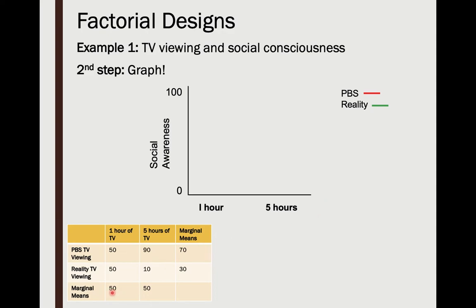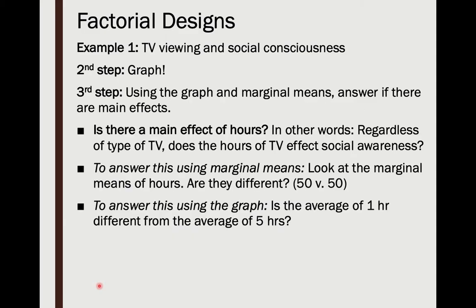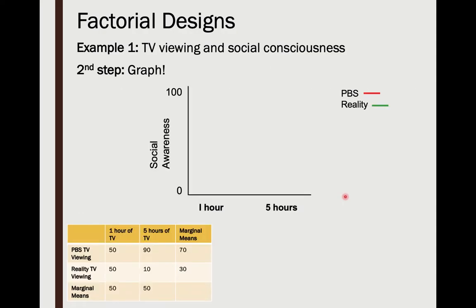So marginal means of hours, 50 versus 50. Those are not different. Those are exactly the same. 50 versus 50, so no. So it does not look like we have a main effect. We could also answer this using the graph. So we'd look at if the average of 1 hour is different from the average of 5 hours, which is the same thing as marginal means. It's just a different way of looking at it.